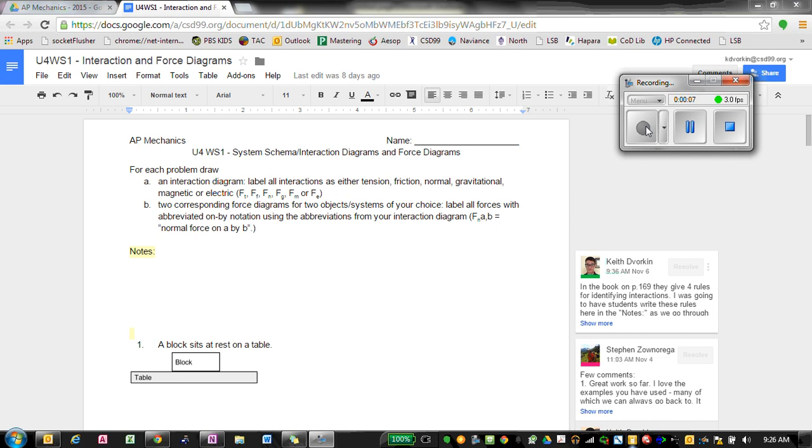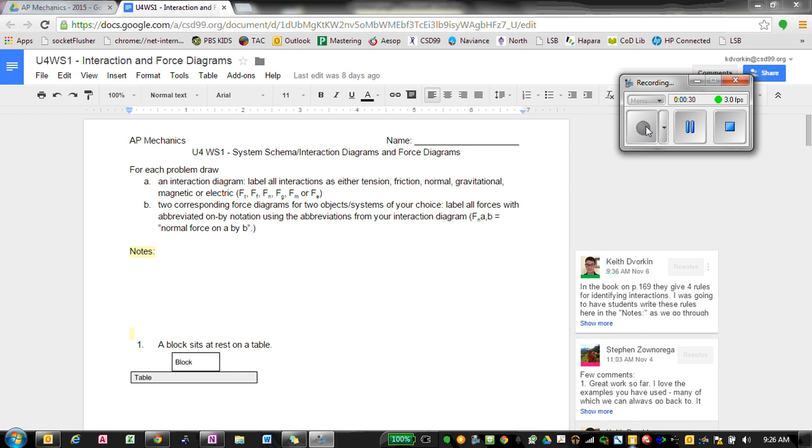I want to introduce these interaction diagrams, which is a new representation of interacting objects that we're going to use in this class as situations get more complicated. It's sometimes very difficult to go straight to a force diagram, so an interaction diagram is kind of an in-between from a picture and a force diagram, and it can be a very useful tool.